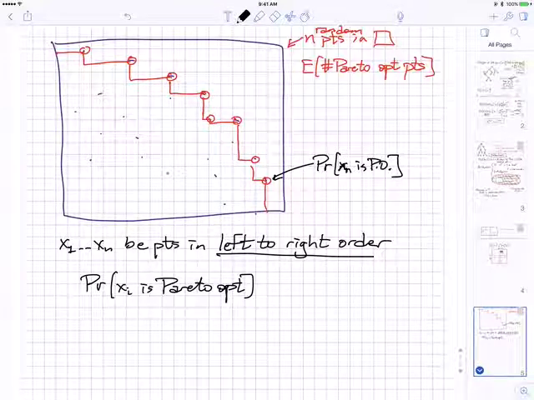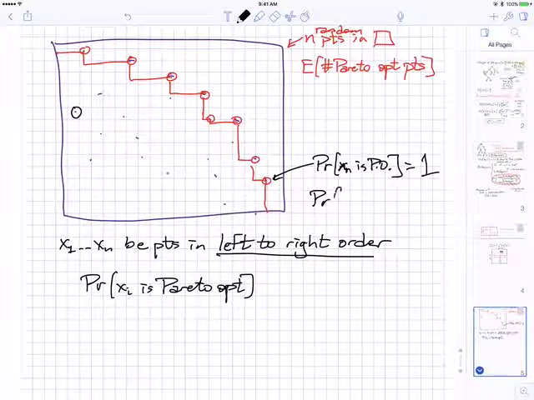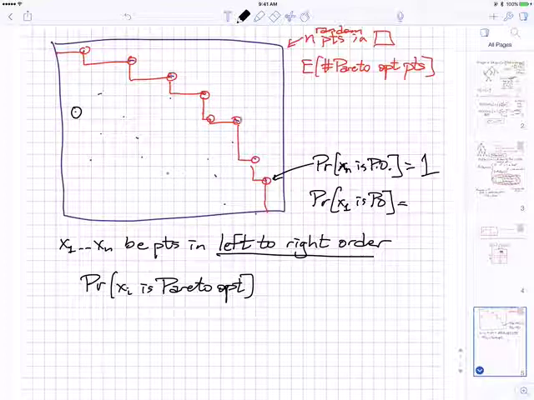So, this side, to the right, nothing is higher. So, if I take the rightmost point, what is the probability that none of the points further to the right are higher? 1. Right? So, this is 1. Great. Now, let's look at the leftmost point. What's the probability that the leftmost point is Pareto optimal? 1 over n. Because when is the leftmost point Pareto optimal? When it's the highest point.